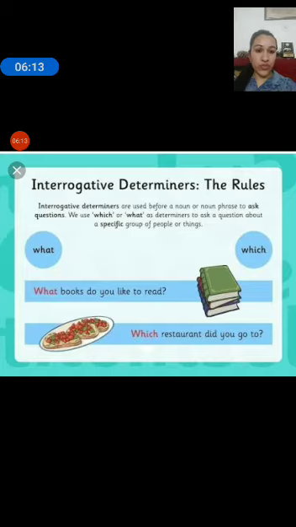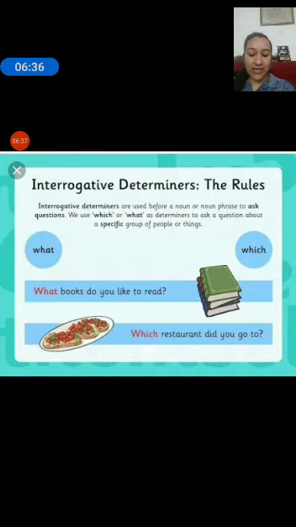The remaining two determiners that were not discussed in the video. This one is interrogative determiners. Interrogative determiners are used before a noun or a noun phrase to ask questions. We use which, what as determiners to ask a question about a specific group of people or things. What books do you like to read? Which restaurants do you go to?